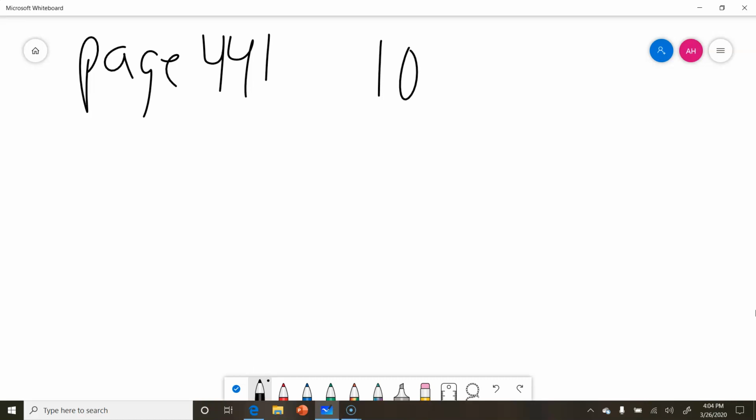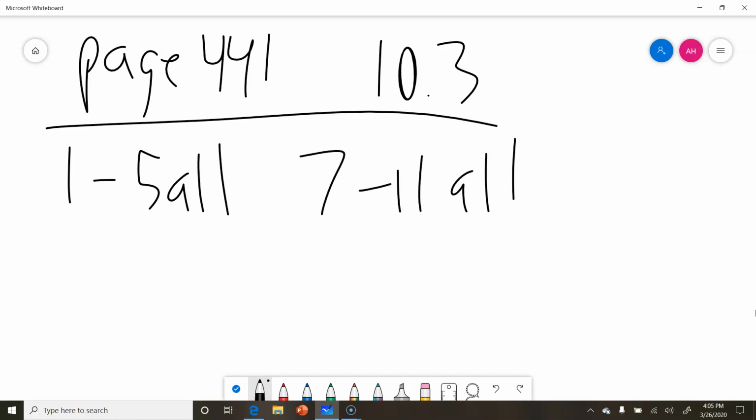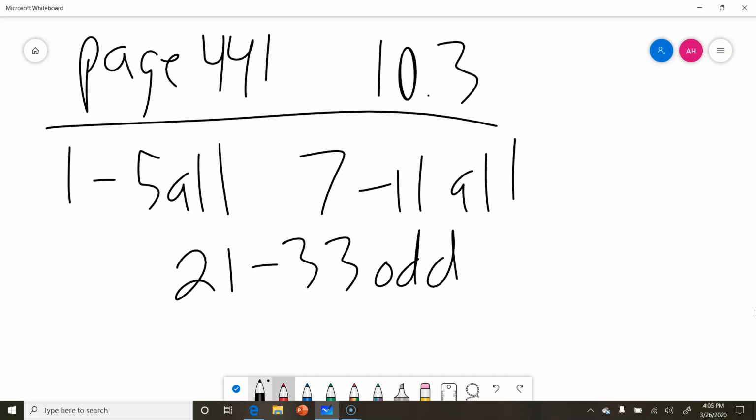So this is our homework for this lesson, page 441. This is 10.3. We're going to do 1 through 5 all. Then we're going to do 7 through 11 all. And then we're going to do 21 through 33 odd.